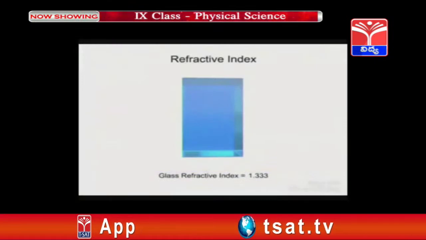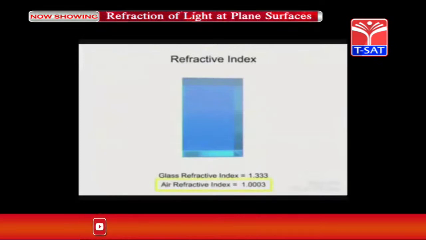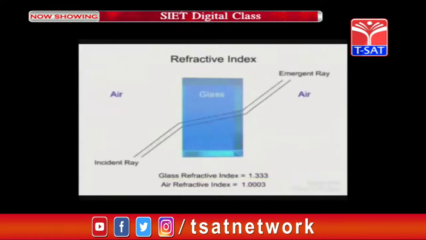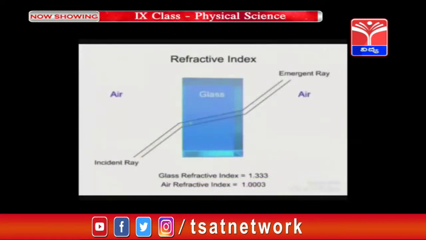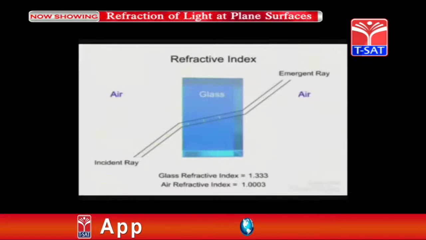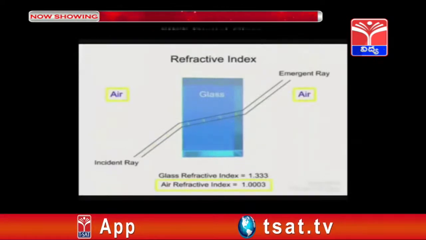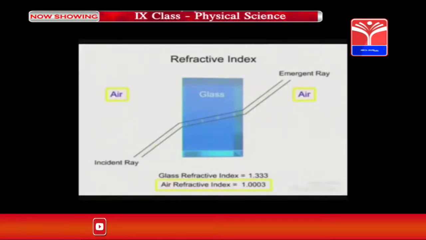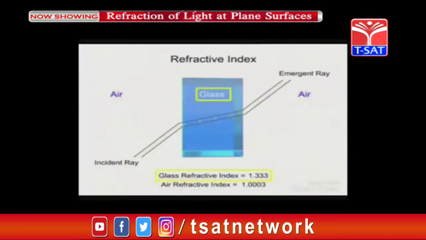In contrast, the refractive index of air medium is 1.0003. See, when the incident ray from air travels through glass, the ray is bent towards the normal. From glass, when it is traveling to air, glass is a denser medium and air is a rarer medium.